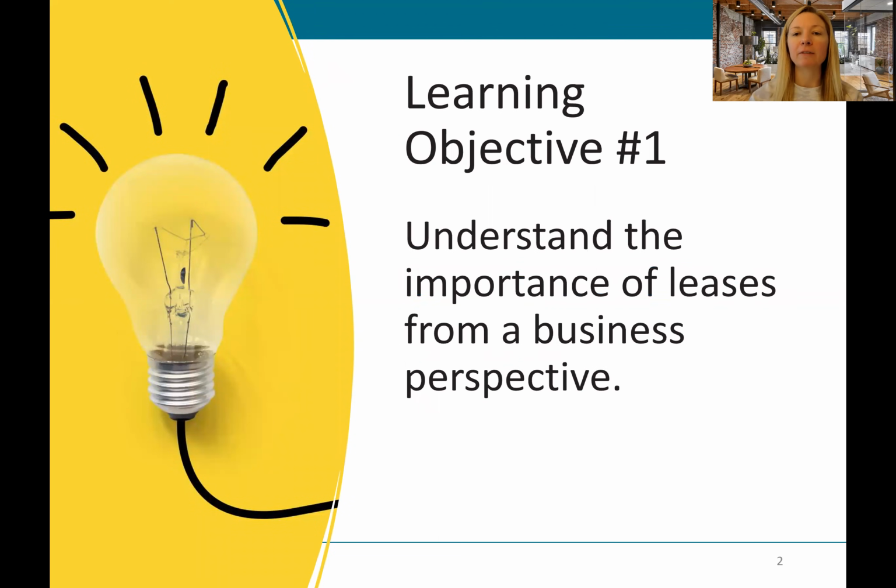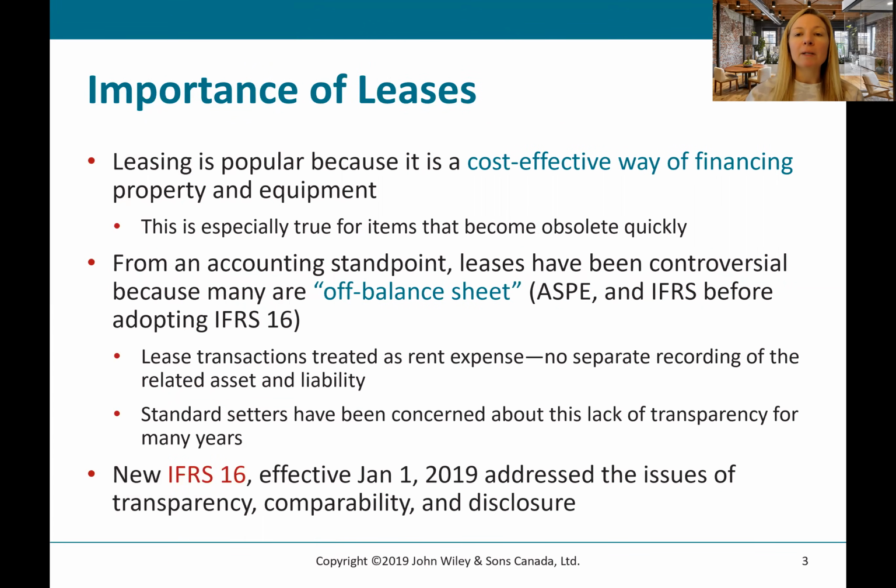Our first learning objective is to understand the importance of leases from a business perspective. Leasing is popular because it's a cost-effective way of financing property and equipment. It's especially true for items that become obsolete quickly because the risk of obsolescence is transferred from the lessee to the lessor. From an accounting standpoint, leases have been controversial because many have historically been reported as off-balance sheet. And there has been a new accounting standard under IFRS that has made some dramatic changes to the accounting for leasing and has eliminated this off-balance sheet possibility.